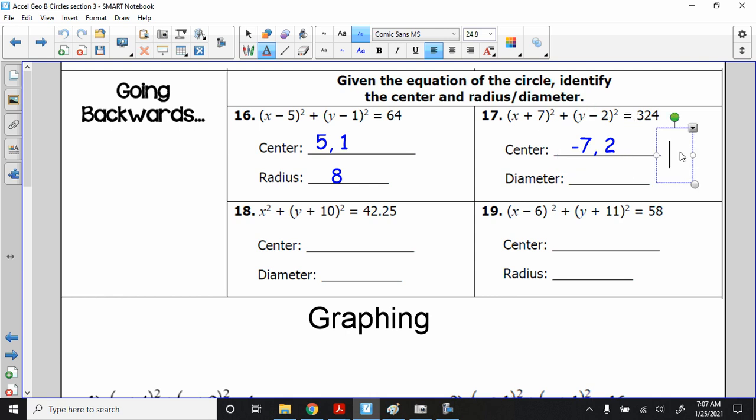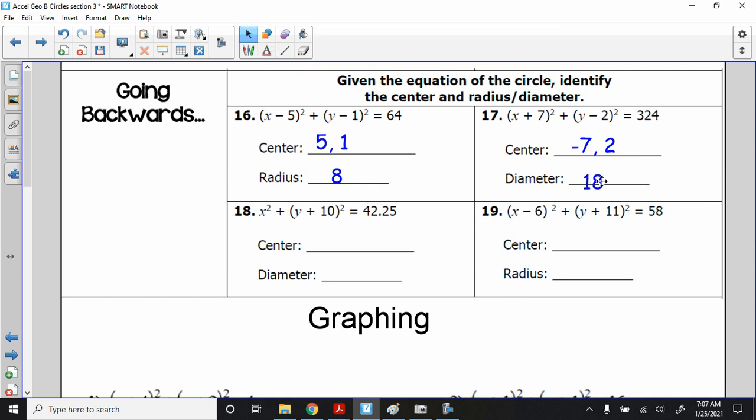Take the square root of 324. And I'd get 18. So the radius is 18. They want the diameter. So it's not 18. It's 18 times 2. So the diameter is 36. So be careful there. Make sure you read what it wants. If it wants the diameter, you got to take your radius times 2.